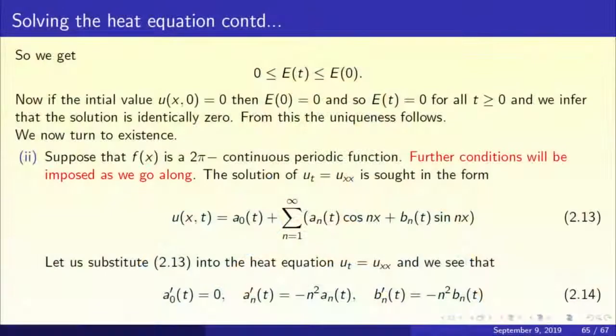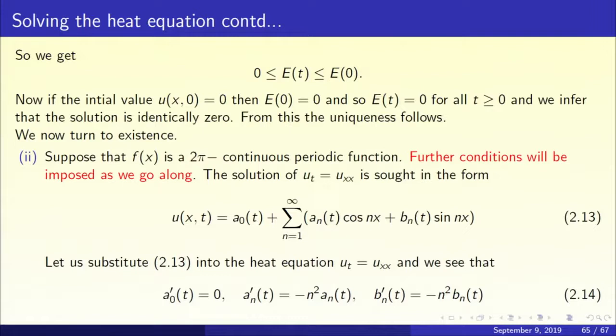So what do we have? E prime of t is less than or equal to 0, which means that E is monotone decreasing. So E of t is going to be less than or equal to E of 0 when t is bigger than 0. Anyway, the energy is non-negative, so we get the inequality 0 less than or equal to E of t less than or equal to E of 0.